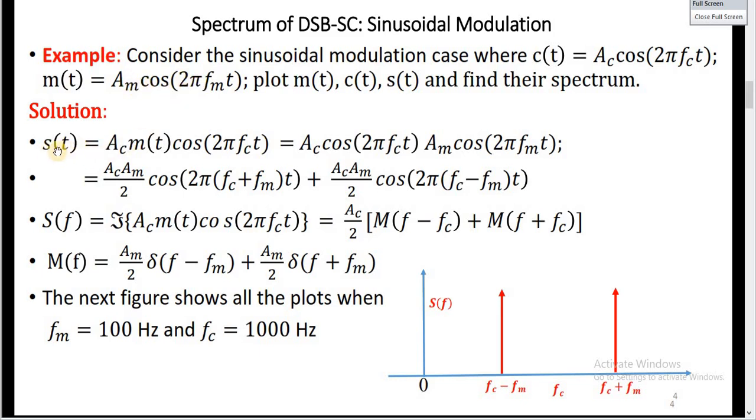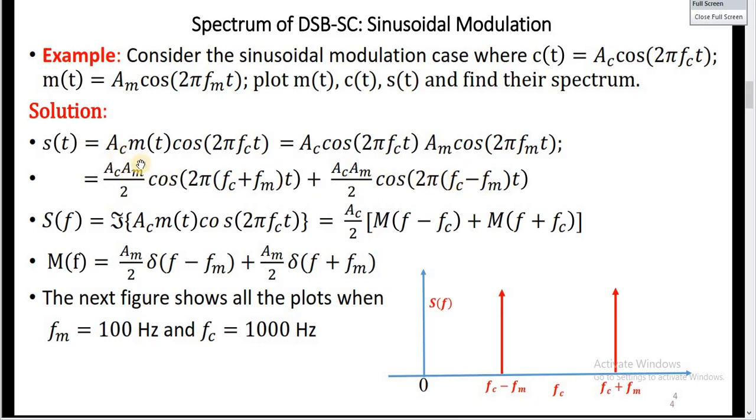So the modulated signal is the product of the message and the carrier, and equals AC cosine 2 pi fct cosine 2 pi fmt. So we have cosine, an angle, times cosine, another angle, and we have the trigonometric identity that the product of two cosines is simply the sum of the cosine of the sum and the cosine of the difference.